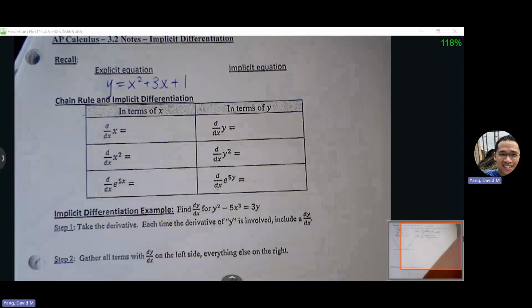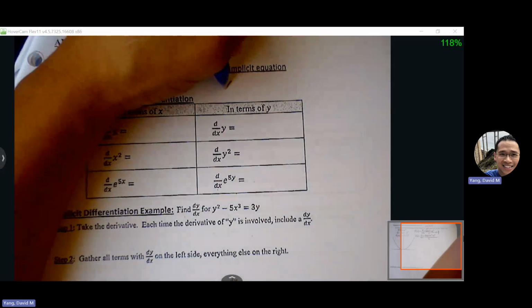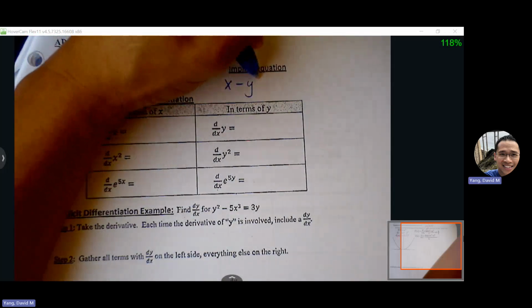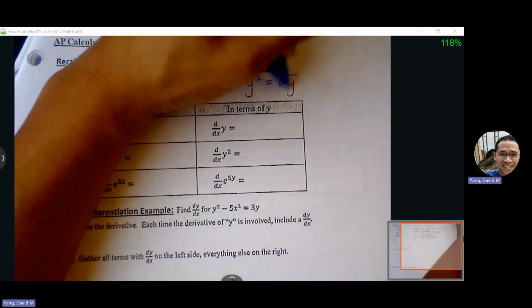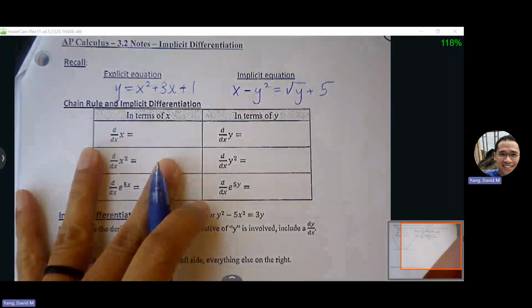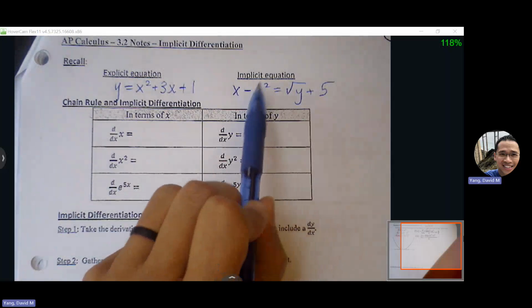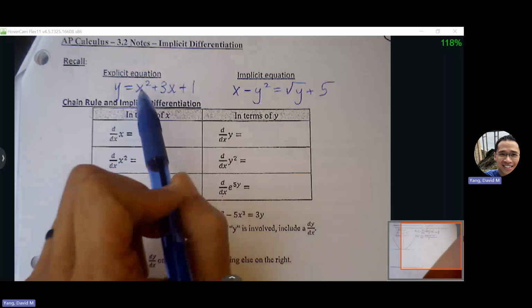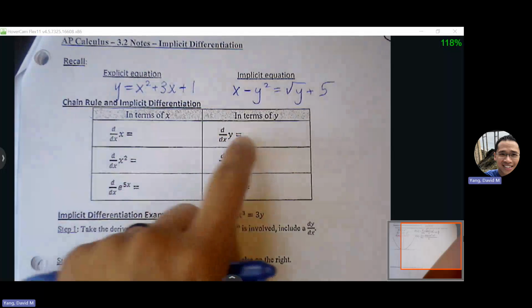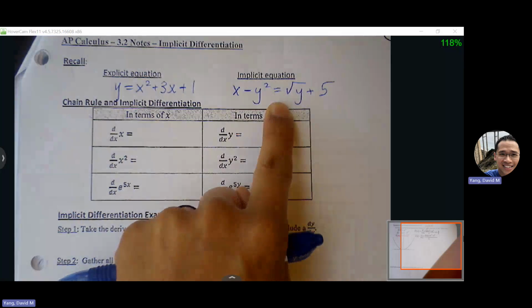An implicit equation is where your y variable is mixed into the equation. There's something done to the y variable that you're not used to seeing, so that may not look as familiar. So something like this: x minus y squared equals square root of y plus 5. This is considered an implicit equation where your y is defined implicitly, and it's not explicit like this. Now, typically, implicit equations are not going to be functions. So they're not going to pass the vertical line test.